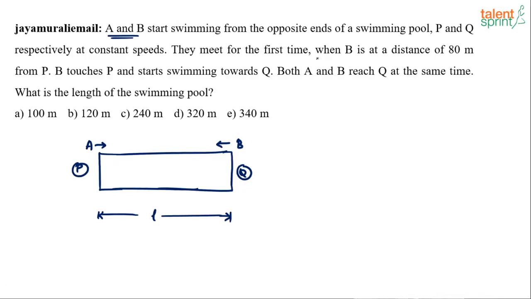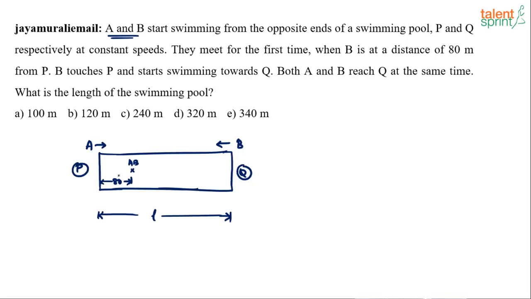Now look at this. They meet for the first time when B is at a distance of 80 meters from P. So when they're swimming, they meet somewhere in the middle. Let's say they meet here. A and B both meet here. So this is the meeting point. At this point, B was 80 meters away from P.